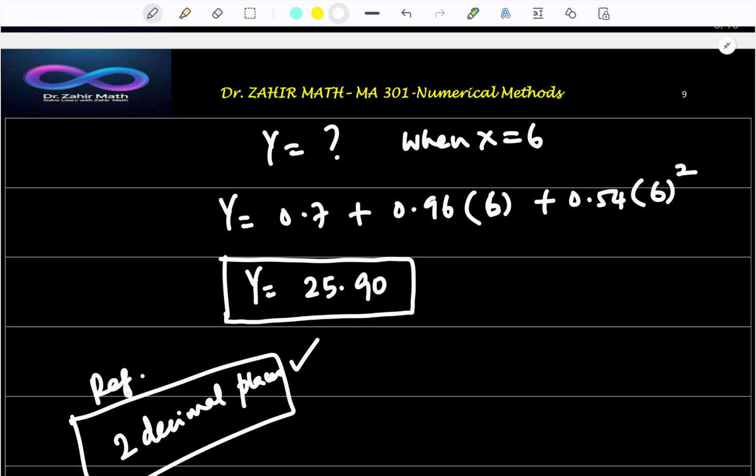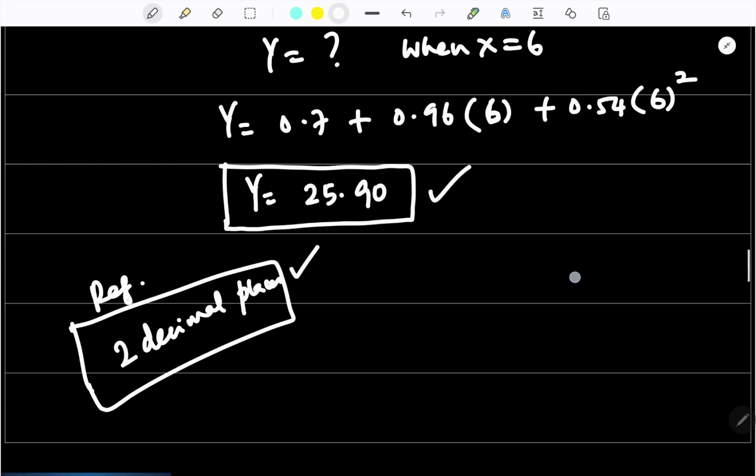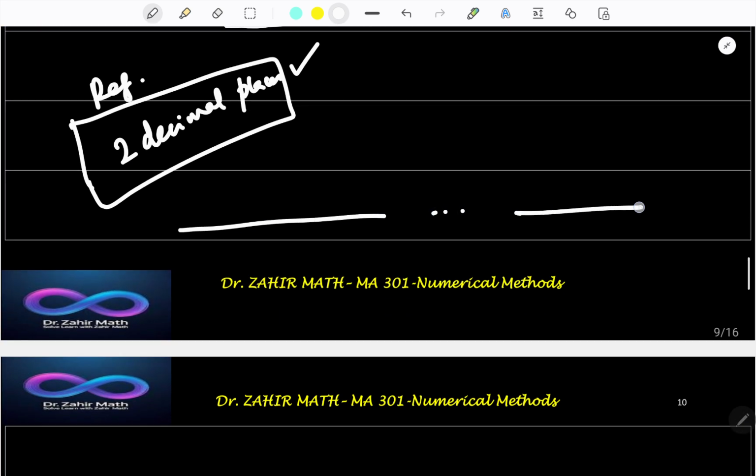If I put this in, I'm getting 25.90. Let me check again, because the calculator is very small. 0.7 plus 0.96, bracket open, multiply by 6, and then plus 0.54 multiply by 6 square. That is 6 square. Okay, right. So if you do this, you will get 25.90. Yes, correct. So this finishes your linear regression model and quadratic model also, right?